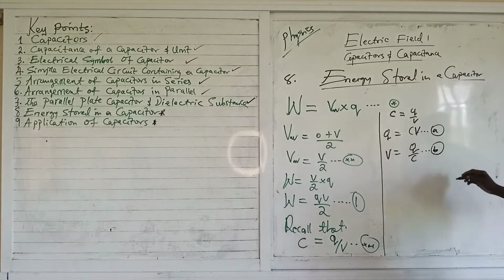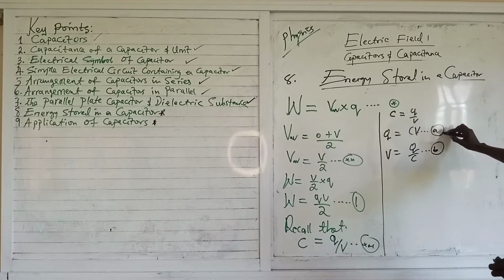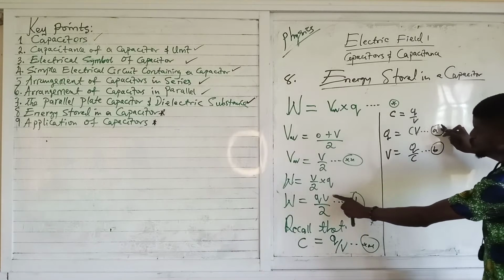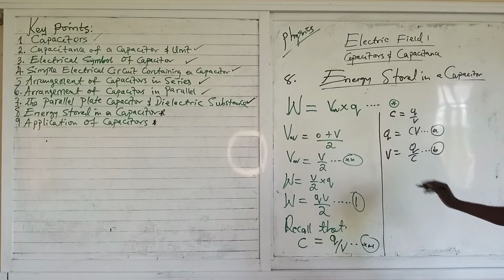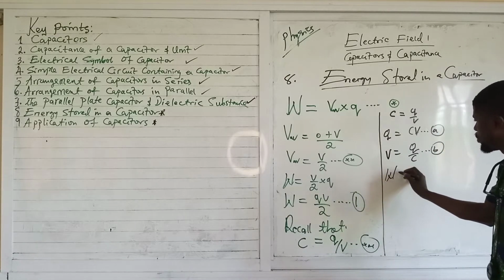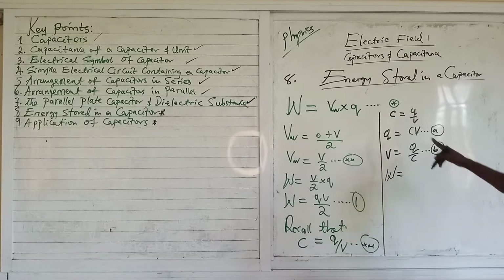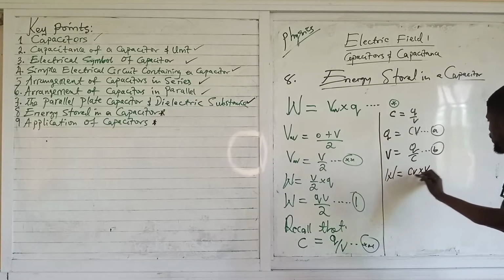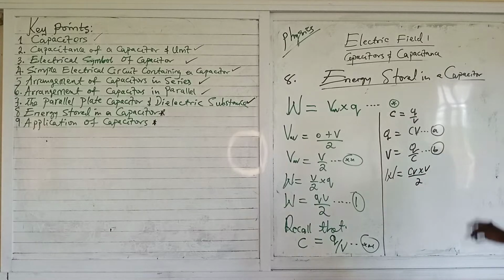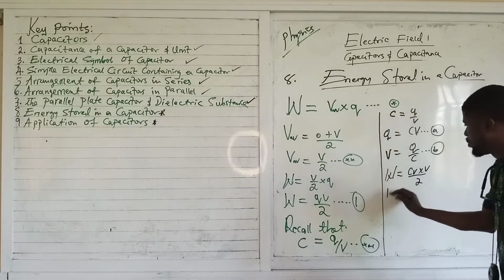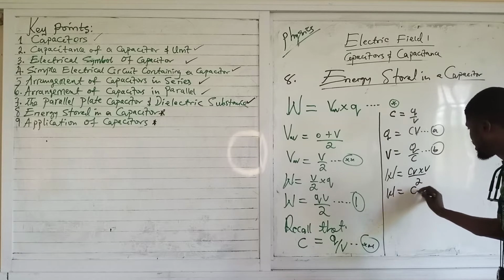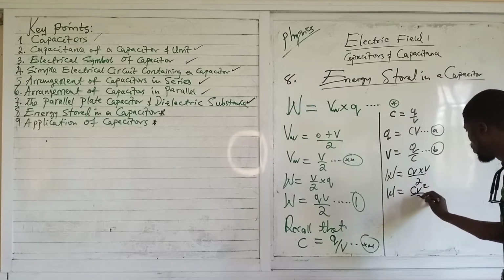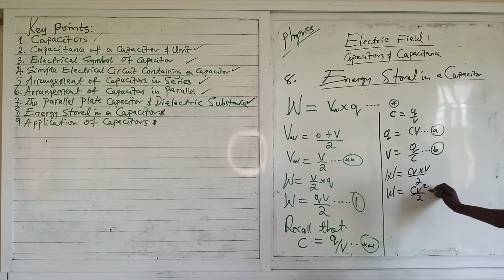We are going to substitute equation A into equation 1. So we write that W is equal to, Q is given as CV, right? So CV times V divided by 2. If we do that, we're going to have W is equal to CV squared all over 2. You can call this equation number 2.